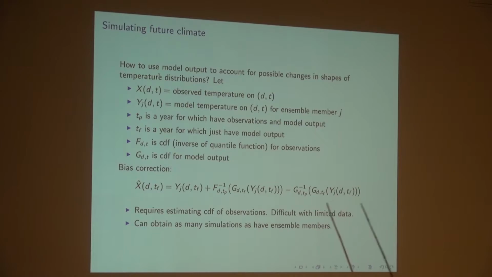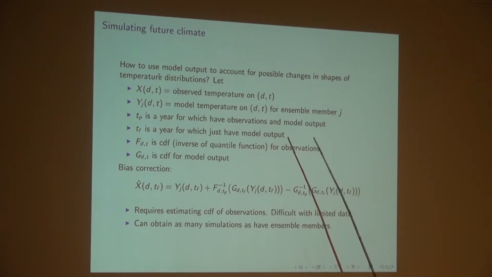Okay, so I'm going to need to define some notation. There's going to be some equations. I'll try to talk you through them. I'm going to use X for the observational record as a function of the day of the year and the long-term time. Y is going to be the model temperature, but it's got a subscript J because I've got many realizations of the model output.